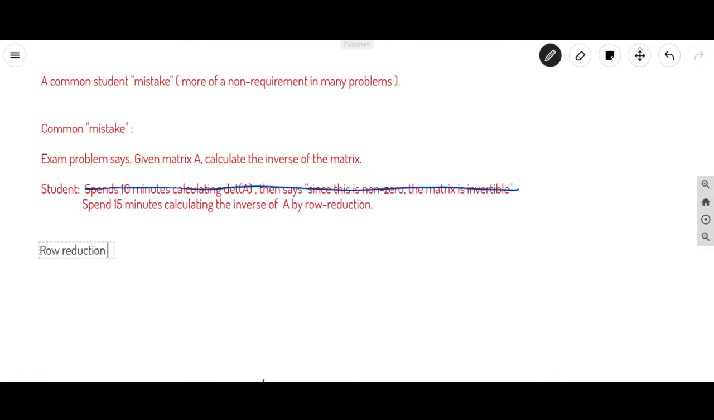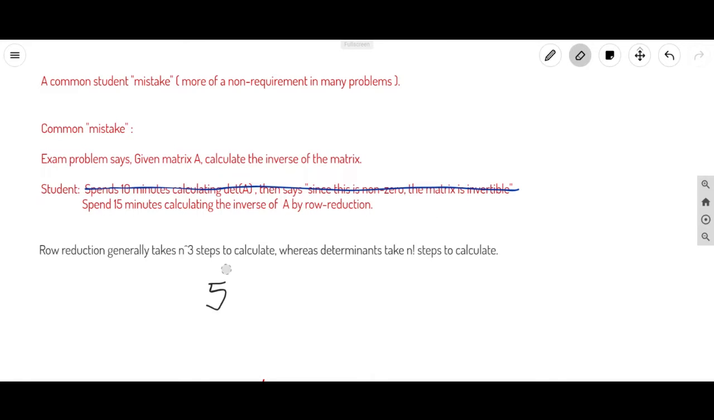row reduction generally takes n cubed steps to calculate, whereas determinants take n factorial steps to calculate. That's the reason why we turn a determinant problem into a row reduction problem, which is a much smaller number. Now, if you just compare 5 cubed with 5 factorial, this is 125 and this is 120.